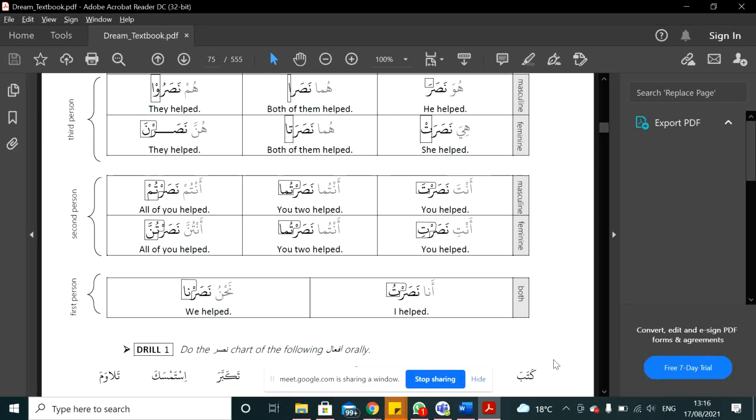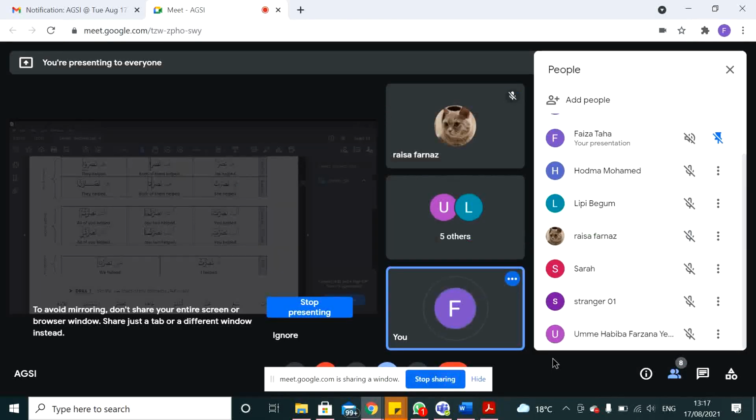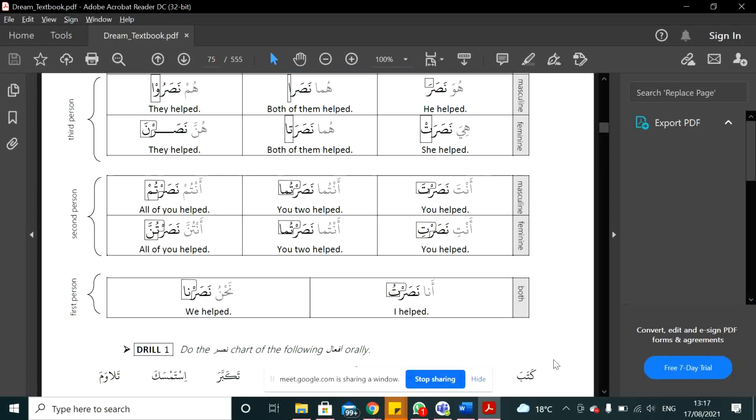Hunna katabna. Anta katabta. Antuma katabtuma. Antum katabtum. Anti katabti. Antuma katabtuma. And antunna katabtunna. Very good. Ana katabtu. Nahnu katabna. Very good. MashaAllah. Now, Sister Sarah, I want you to do Samia.